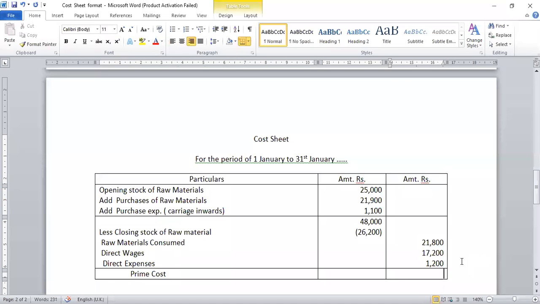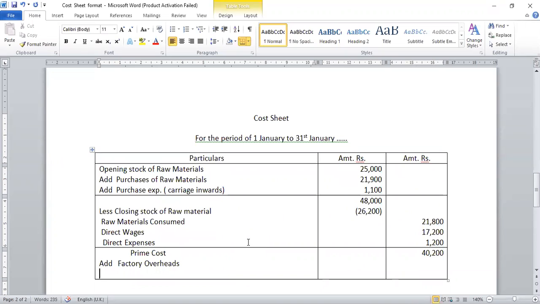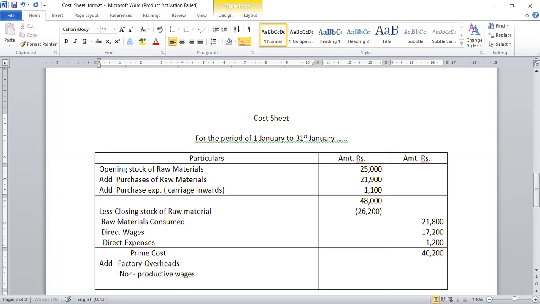What will be the amount of prime cost? Make the total of these three. Our prime cost will be 40,200. In prime cost, we are going to add factory overheads. In factory overheads, we have to consider normal factory overheads plus unproductive wages. Remember that non-productive or unproductive wages are considered as factory overheads. So non-productive wages, and the second one is normal factory overheads which are given in the problem.